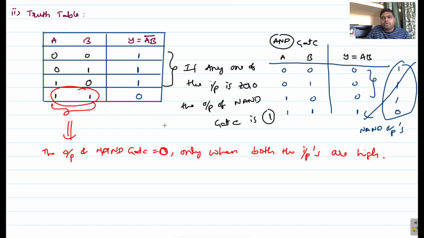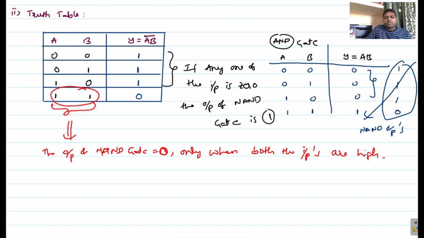But when it comes to the AND gate, if both the inputs are high, the output also will become high. Okay, but this NAND logic is a complete inversion of AND logic, so you will get logic 0 here. So this is about the truth table of NAND logic.